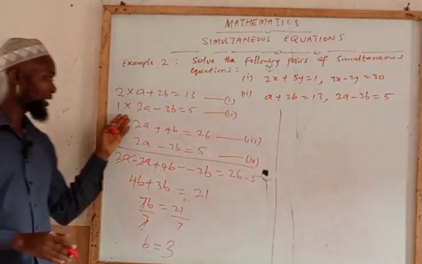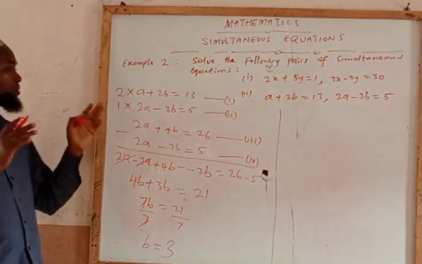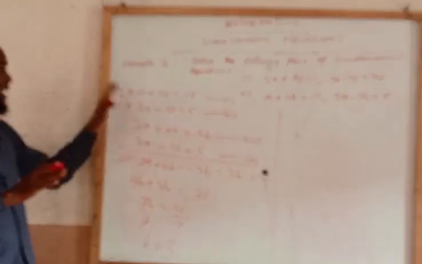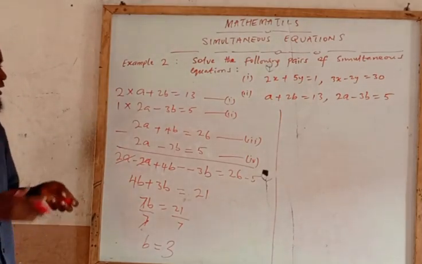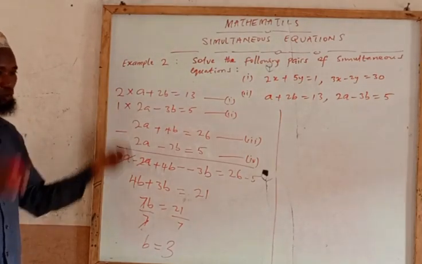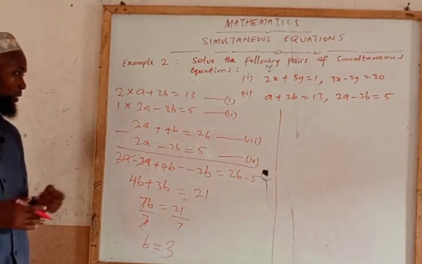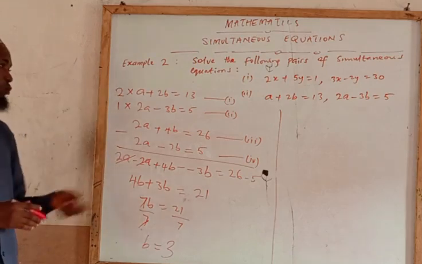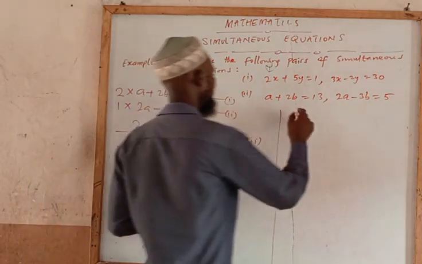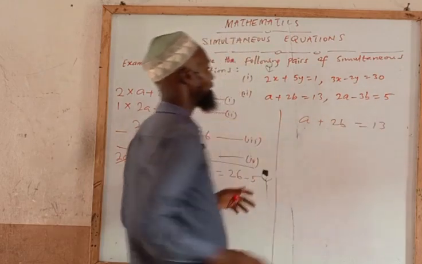So in order to get the other letter in these two equations, what I'm going to do is to make a reference to any equation of my choice. I'm still interested in equation 1. Any equation can be used, but as far as I'm concerned, it is equation 1 I want to use. In that case, I'm going to copy that equation 1. So my equation 1 states that A plus 2B is equal to 13. That is equation 1.